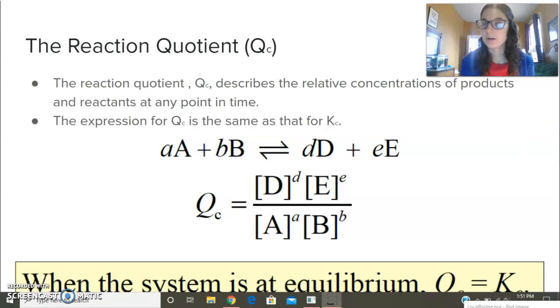When the system is at equilibrium, Qc is equal to Kc. So the value of Qc and Kc are the same. Qc is basically Kc because it's the same expression, it's just occurring at equilibrium. So Q is for any point in time during the reaction. K is specific only to equilibrium, okay?